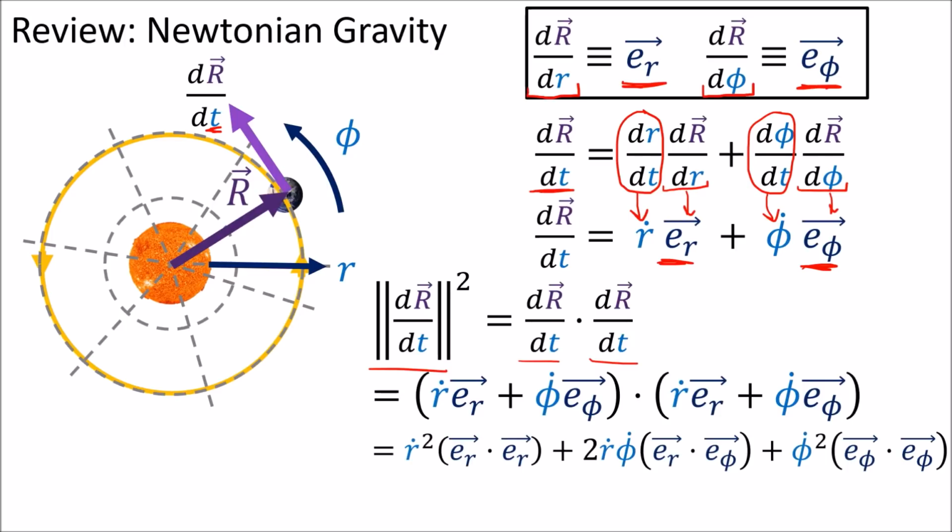Using the metric for polar coordinates, where e_r has length 1, e_r and e_phi are orthogonal, and e_phi has length r, so this dot product gives r squared, we get this formula for the squared velocity magnitude.